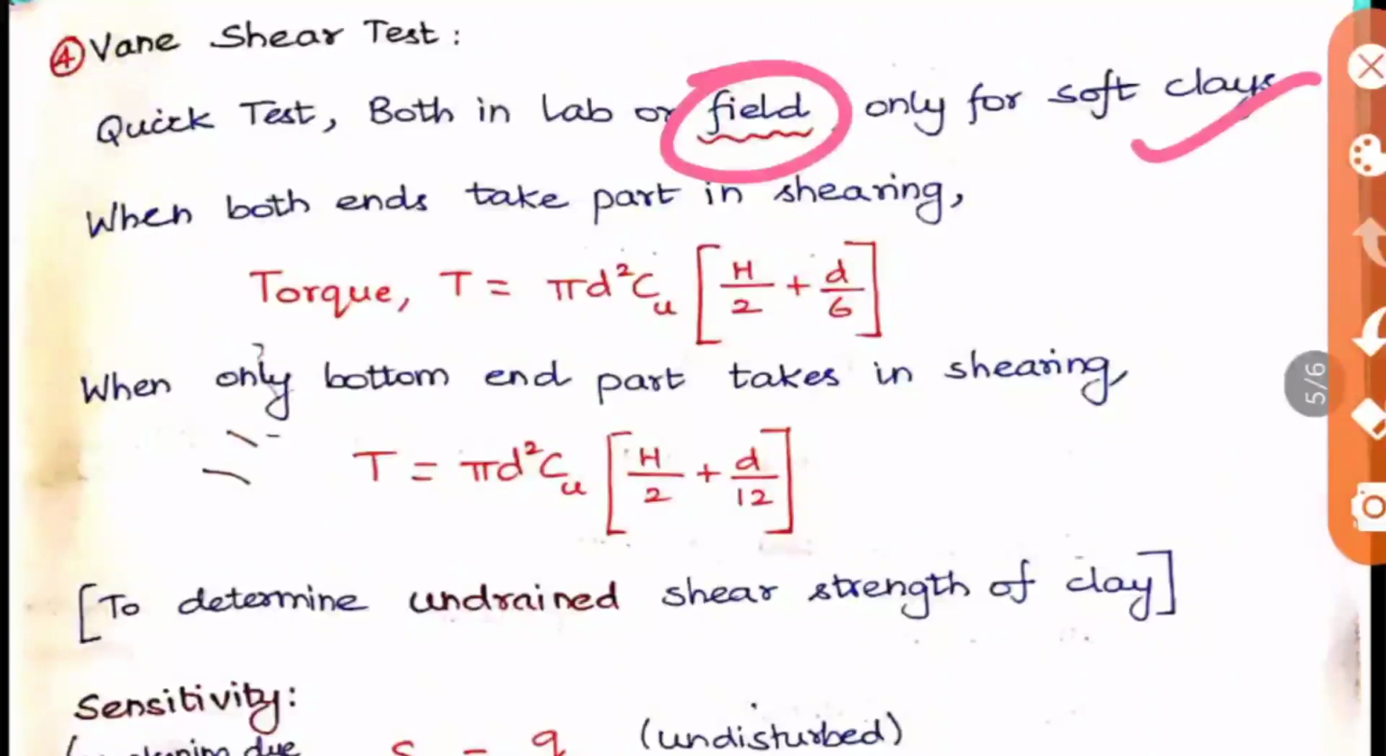So when both ends take part in shearing, the torque will be pi d square cu, c u is nothing but cohesion, into h by 2 plus d by 6, where h and d are the height and the diameter of the sample or the soil hole we will be drilling, no, so that, and then when only one bottom end takes part in shearing, it is pi d square cu into h by 2 plus d by 12. So this is used to determine the undrained shear strength of the clay.